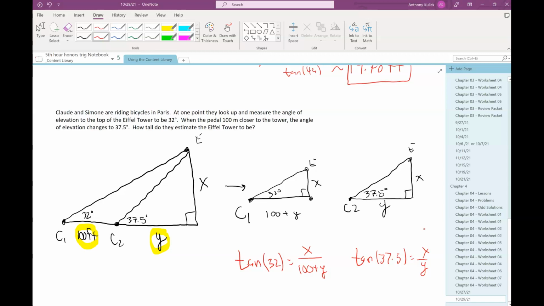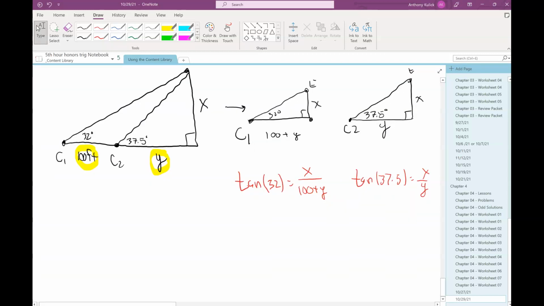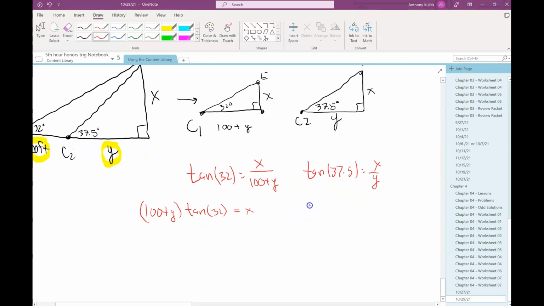Feel okay there? I'm going to solve this system now using elimination. I'm going to get both of these equations equal to y and then set them equal to each other is going to be my plan. Everybody's cool with the plan? Okay. The first equation, I'm going to multiply both sides by 100 plus y. And the second equation, I'm going to multiply both sides by y.